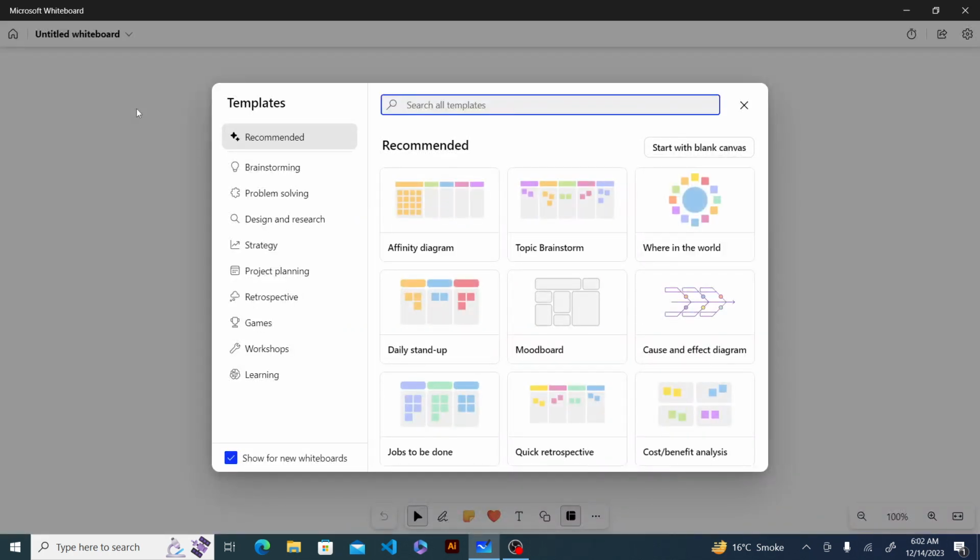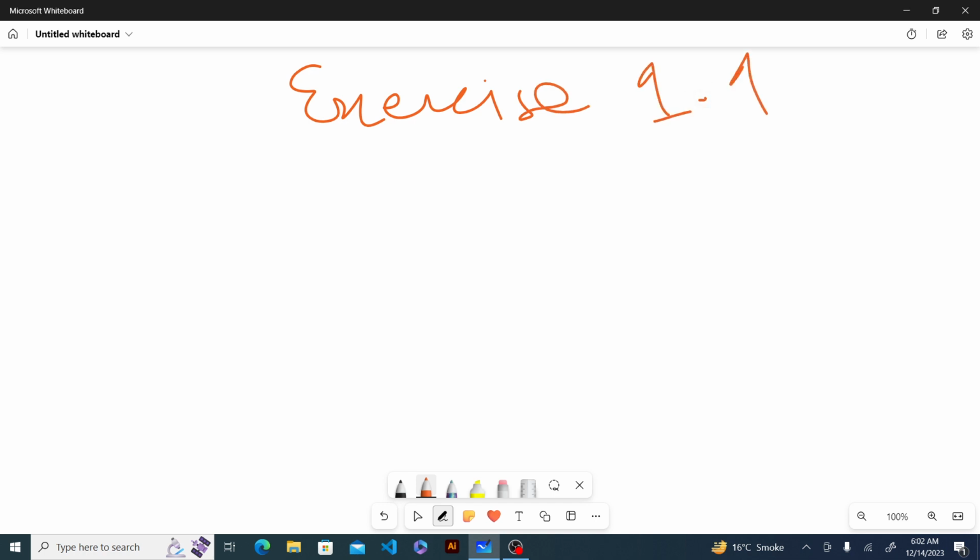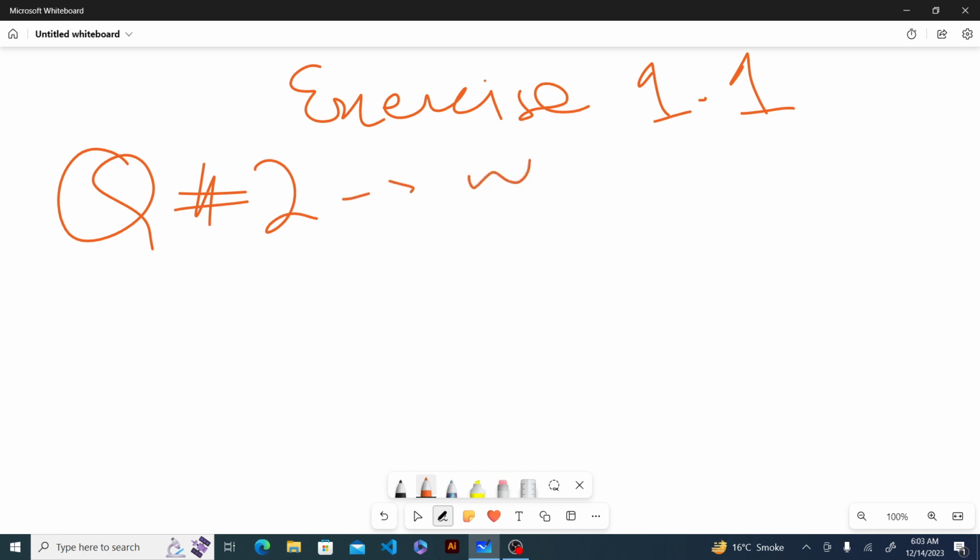Today we are going to do question number 2 of exercise 1.1 of chapter number 1 of class 9th. We did question number 1 in our last video, and now we are going to do question number 2 of it. In question number 2, we have to find which of the following matrices are equal.